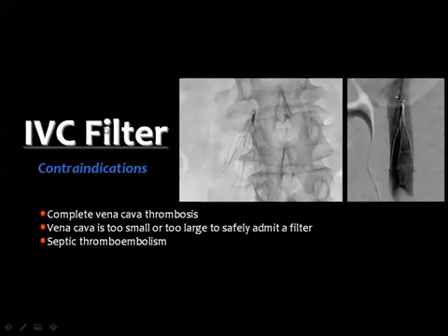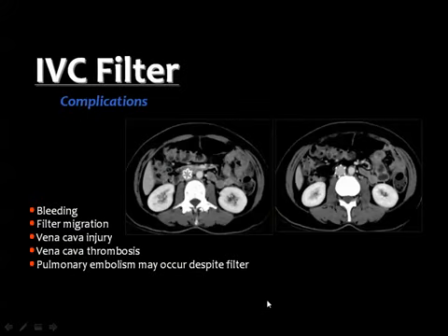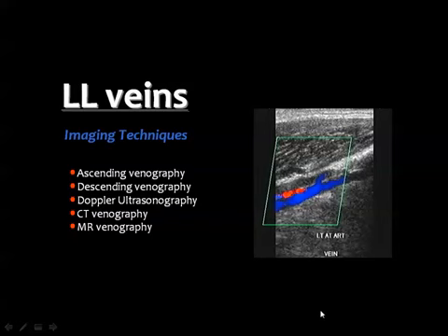These are the contraindications. Number one, complete vena cava thrombosis, you cannot place the filter. If the vena cava is too small or too large to admit the filter, or in cases of the presence of infection, this is also a contraindication. If you put the filter, these are some of the complications that are expected: bleeding from the site of insertion, filter migration up and down, vena cava injury, vena cava thrombosis, and also the presence of pulmonary emboli in spite of the presence of the filter.